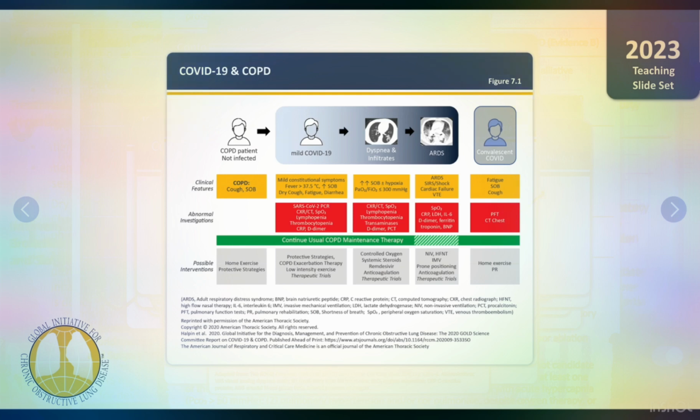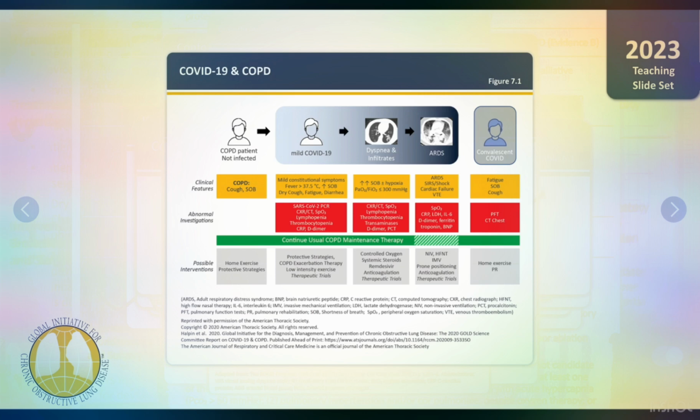After that, they are talking about COVID-19 and COPD. The clinical features are cough and dyspnea. This is a COPD patient who is not infected. He will have cough and dyspnea. If he has mild COVID-19, then mild constitutional symptoms like fever will be there, with temperature more than 37.5 degrees centigrade. Dyspnea will be there, dry cough, fatigue, diarrhea.